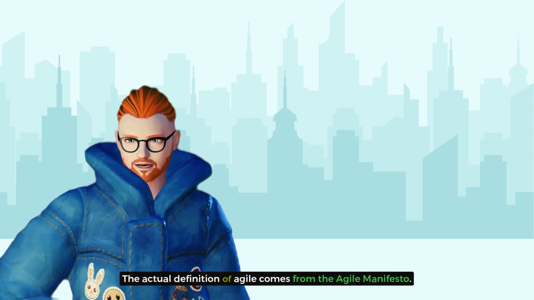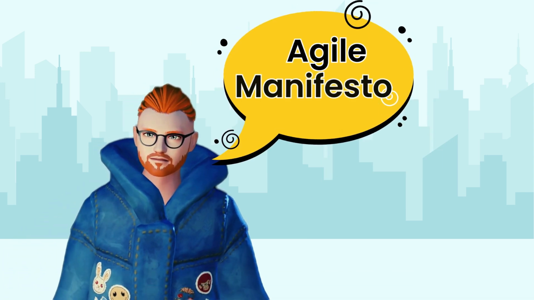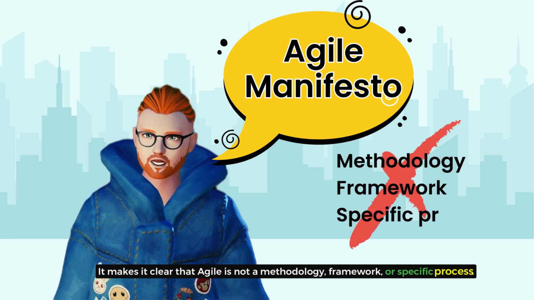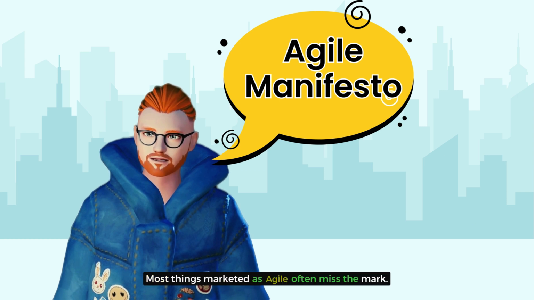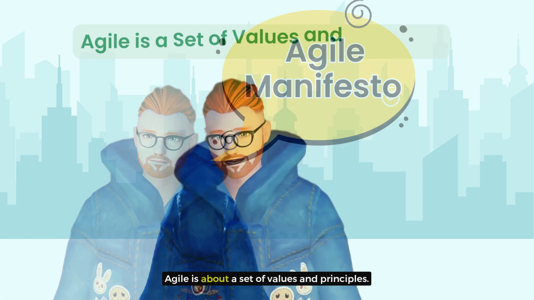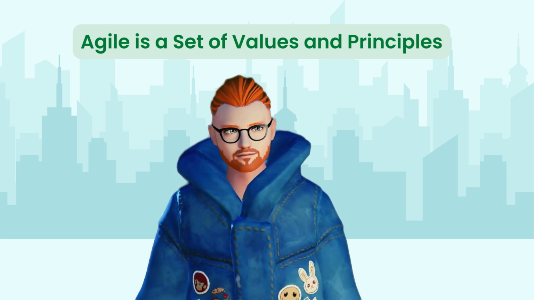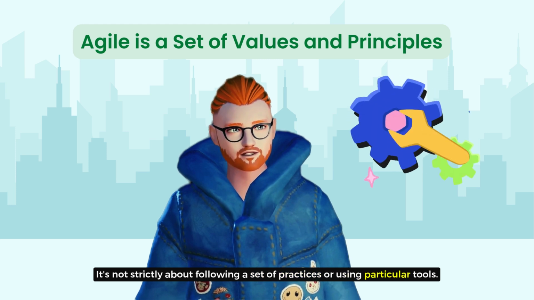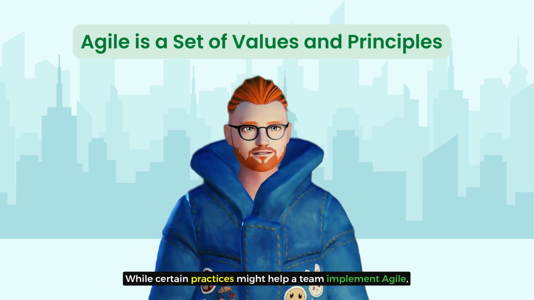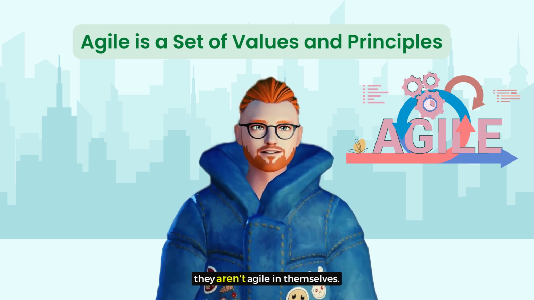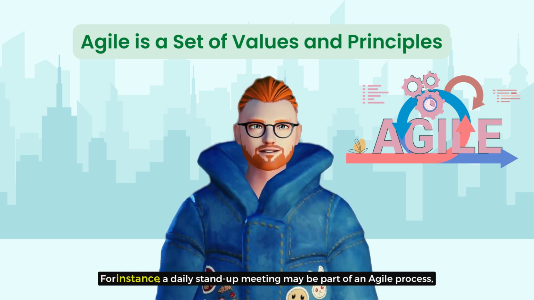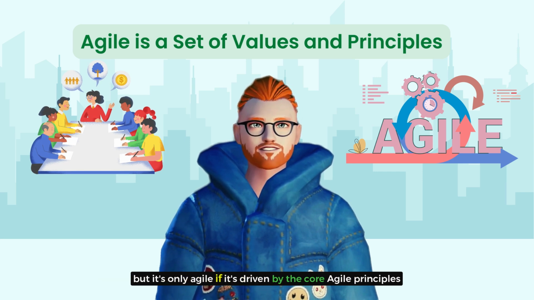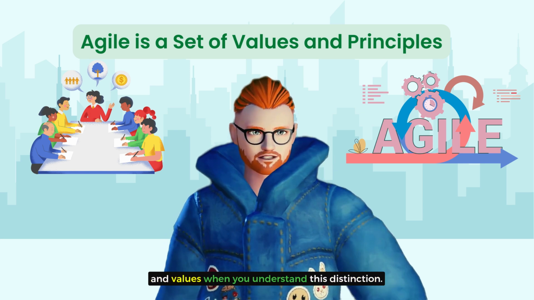The actual definition of Agile comes from the Agile Manifesto. It makes it clear that Agile is not a methodology, framework, or specific process. Most things marketed as Agile often miss the mark. Agile is about a set of values and principles. It's not strictly about following a set of practices or using particular tools. While certain practices might help a team implement Agile, they aren't Agile in themselves. For instance, a daily stand-up meeting may be part of an Agile process, but it's only Agile if it's driven by the core Agile principles and values.